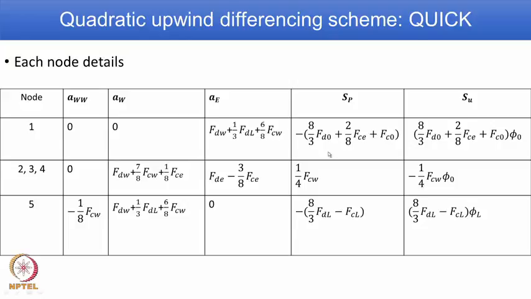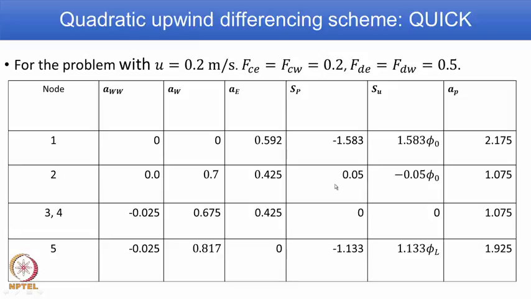So if you substitute those values in this flux calculation properly, for example FDW means diffusion flux at west phase, similarly diffusion flux at L and so on. You substitute all those values, then for this condition u is equal to 0.2 meters per second, you evaluate and you get these coefficients calculated. So for node 1 as well as node 5 you have a source term coming from the boundary condition.